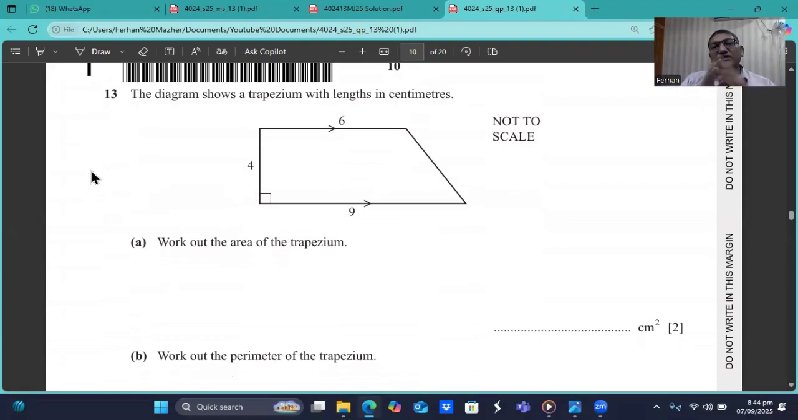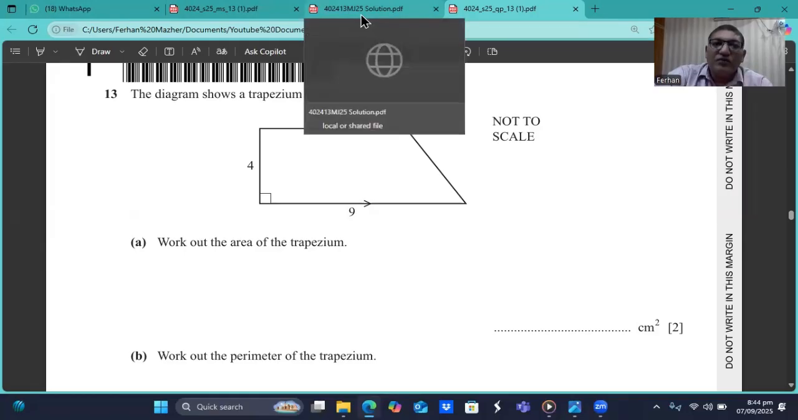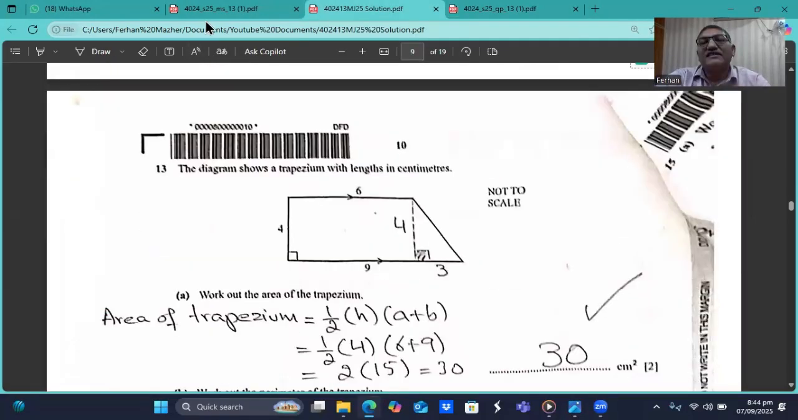Question number 13 is showing up on your screen. The diagram shows a trapezium with the lengths in centimeters. Work out the area of the trapezium. Do you remember we have studied in your syllabus? The area of the trapezium is 1 by 2 into the height into the sum of the parallel sides. The height here is 4. Height means the perpendicular distance between the two parallel sides. The parallel sides are 6 and 9. So just write the formula, put those values there, and it's an easy peasy question.